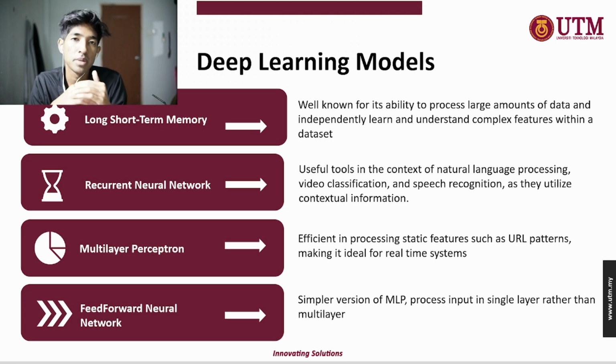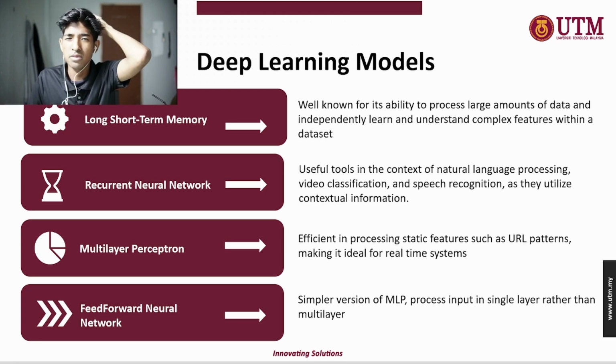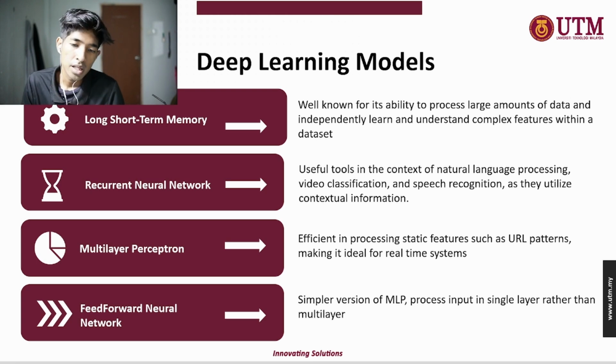Usually we don't use a base level LSTM. If you read a lot of research papers, they don't use raw LSTM. They use maybe BiLSTM or CNN-LSTM. So they always have some form of hybrid, modified version of LSTM. But that is something that we will think of later on in FYP2, or maybe in FYP1. The second thing is the recurrent neural network, RNN. It's a useful tool in understanding NLP, video classification and speech recognition, as they utilize contextual information.